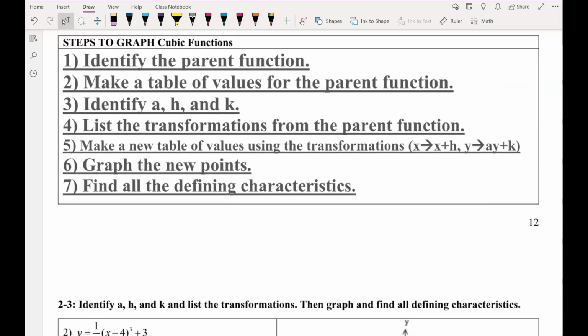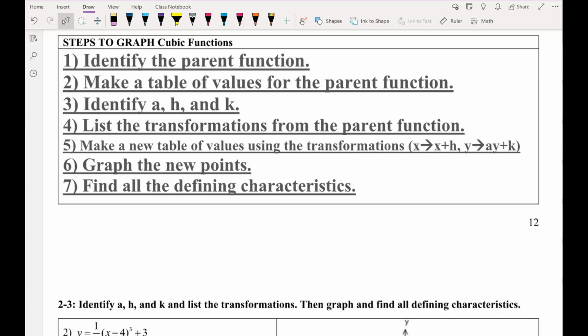So Cameron, can you help us read number 1 of the steps to graph cubic functions? Identify the parent function. Correct. So figure out what the parent function is. Very good. Emma, can you help us with number 2? Make a table of values for the parent function. Exactly. Make a table of the parent. It's easier to use that.